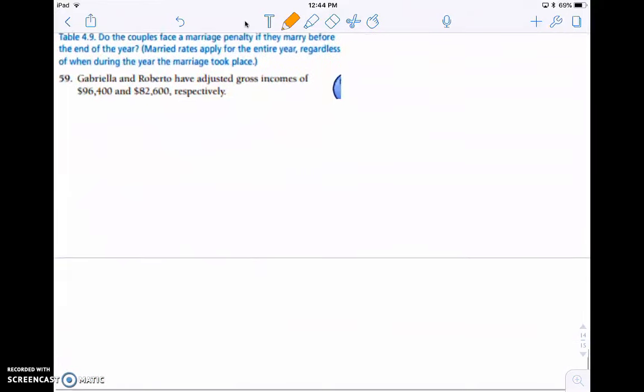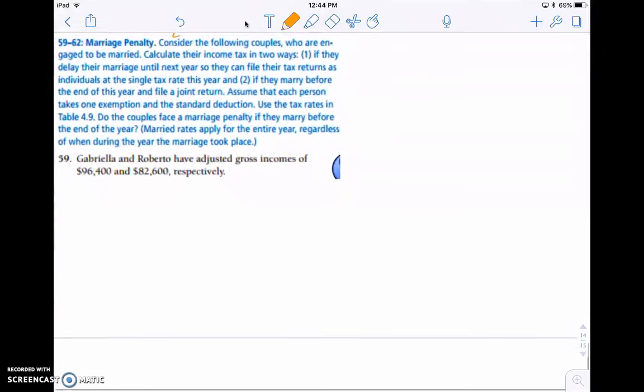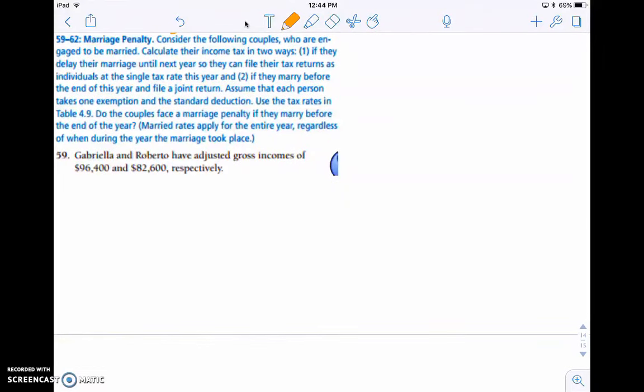Okay, the last problem we're going to look at has a lot going on here. We've got a couple who is engaged to be married. We're going to calculate their income tax in two ways. One, if they were to delay their marriage until the next year so they can file taxes as individuals at the single tax rate this current year, 2017, that we're looking at.